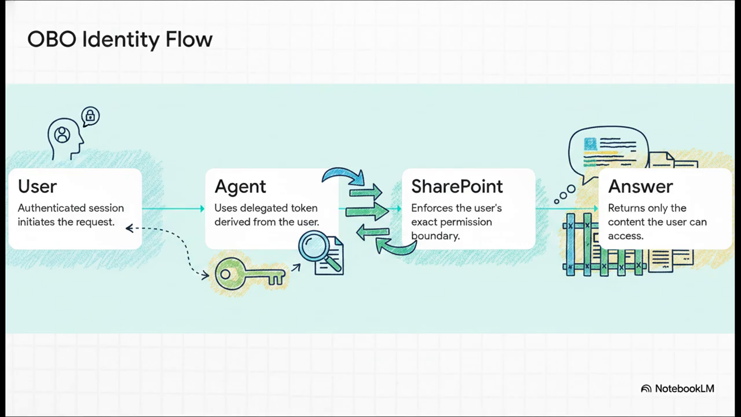Let's look at the fourth architecture, the OBO Identity Flow. This one's elegantly simple, just 4 clean nodes: user, to agent, to SharePoint, to answer. The magic here is all in that delegated OBO token we mentioned earlier, which enforces the user's exact permission boundary. To put a concrete example on it, if I ask the agent to summarize the Q3 financials, and I don't personally have access to the Q3 folder in SharePoint, the agent simply replies that it can't find it. It mimics my exact limitations perfectly.